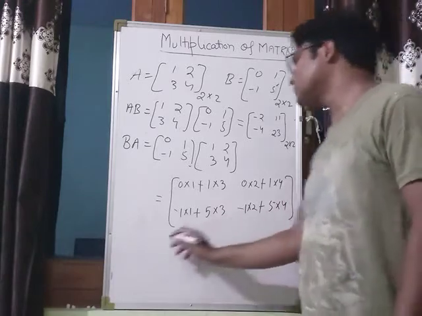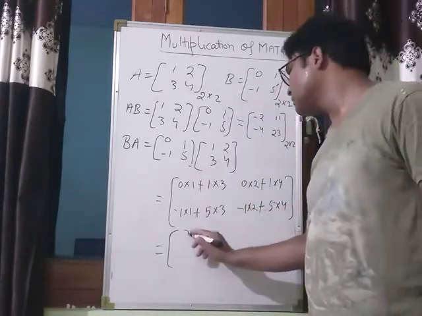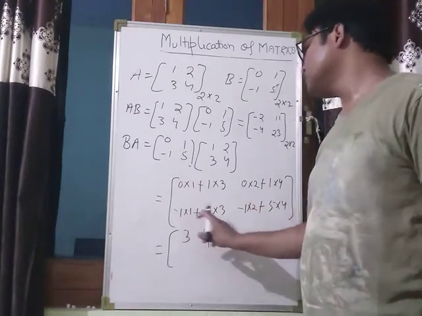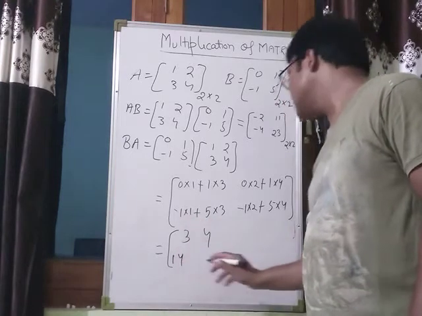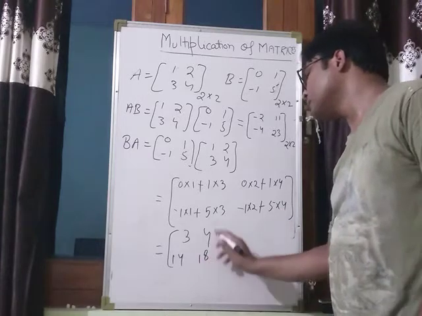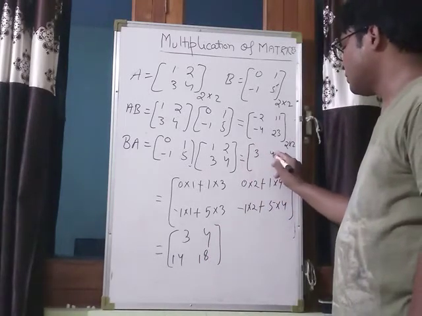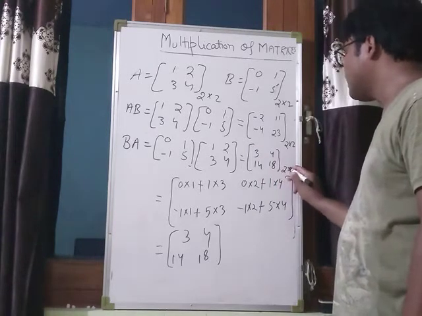Got it? So that will be equal to, you can see, this is 0, this is 3, 0, 4, this is 4, this is minus 1, 15, 15 minus 1, this is 14, this is minus 2, 20, that is 18. Clearly it will be 3, 4, 14, 18. This is also of order 2 by 2.